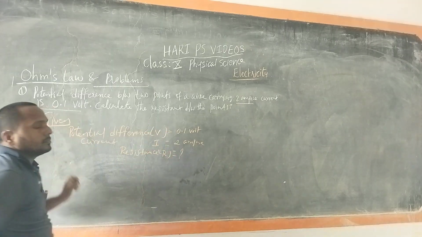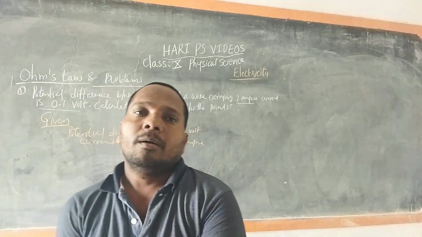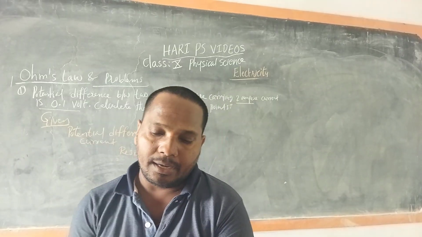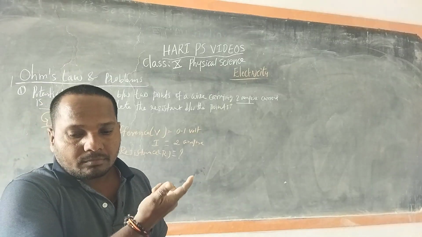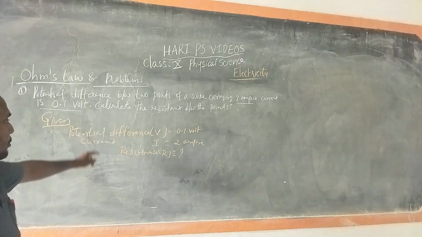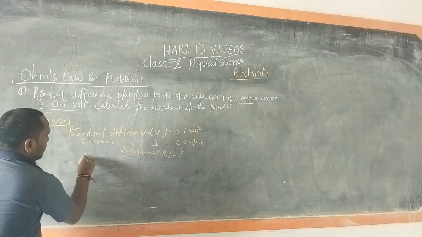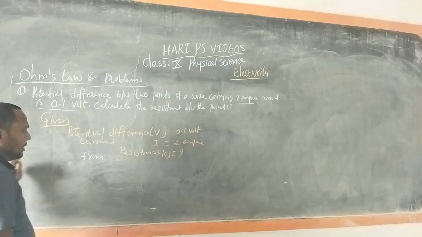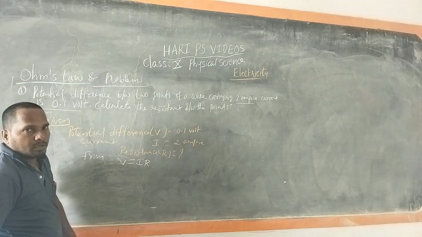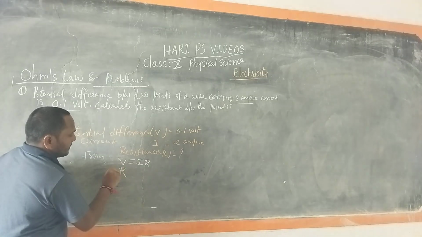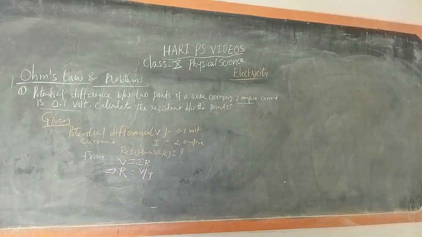Resistance R is what we need to find. Potential difference is given, and the amount of electric current is also given. Then find out the resistance. So here we have potential difference, current and resistance. From Ohm's law, V is equal to IR, you can write R is equal to V by I.